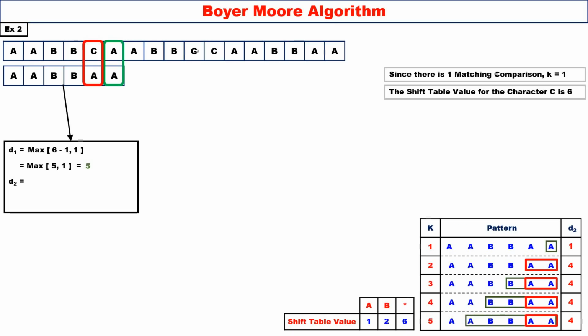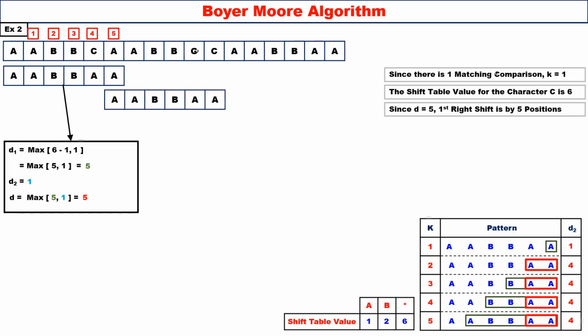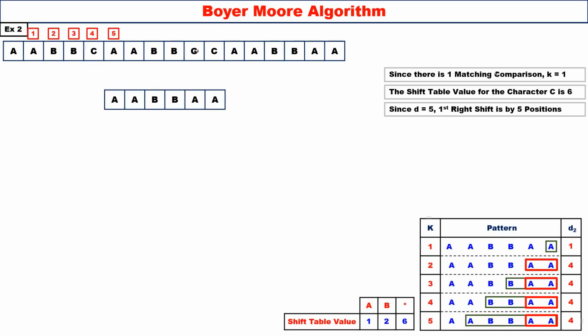D2, K is equal to 1. Just observe, it is 1. Therefore, D2 is 1. So D is the maximum of D1 and D2, that is 5 and 1, 5. Since D is equal to 5, the first right shift is by 5 positions. So we have to shift by 5. 1, 2, 3, 4, 5. Yes, the pattern is shifted by 5.